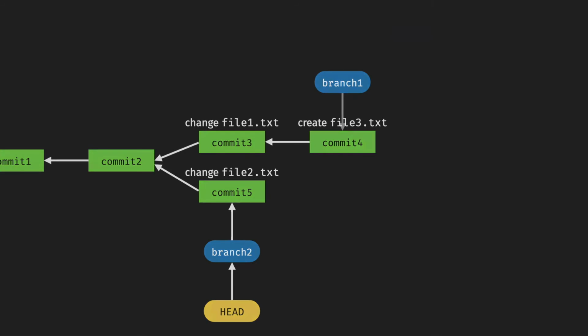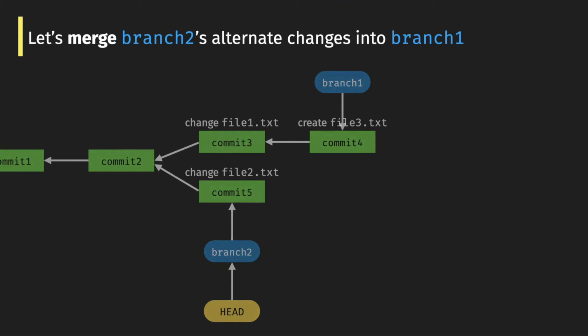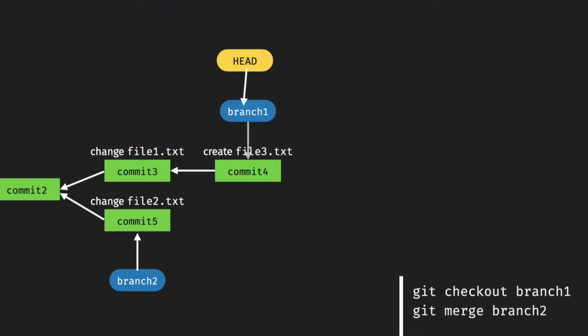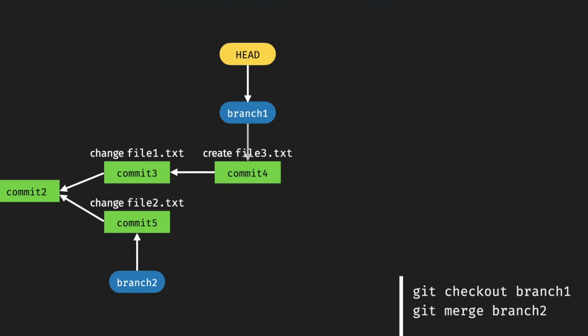So now let's try doing the scary part, which is merging branch 2's alternate changes into branch 1. So let's say we're on branch 1, we changed file 1, we changed file 3, and we're like, actually, I want the changes from changing file 2. That sounds awesome. So what we do is we first need to check out branch 1, right? So we'll git checkout branch 1, and that will move our head pointer up. And now when we type git merge branch 2, something very interesting happens. Git will actually create a commit for us. Pretty snazzy. And this commit's also a bit weird too, because it points to two things. It points to commit 4 and to commit 5.